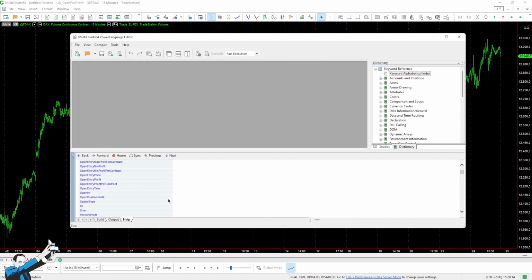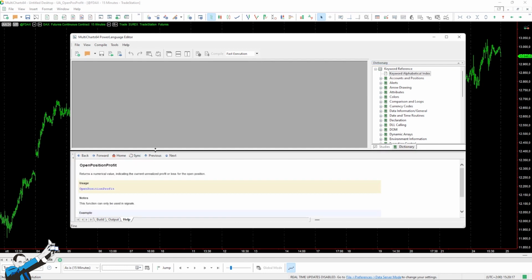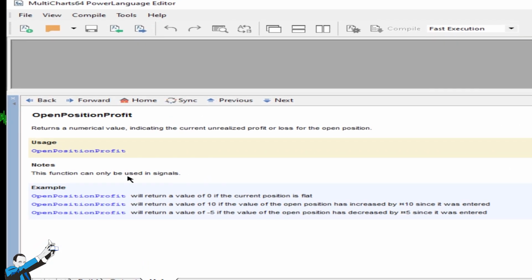As indicated in the PowerLanguage Editor Dictionary, you can refer to this keyword to see exactly what the behavior of this function is. Now we can see that the output is a numeric value, and basically this numeric value will indicate the unrealized profit or loss of our open position, and it's called Open Position Profit, and it's meant to be retrieved this way by simply calling it within a signal. And as a side note, this function can only be used in signals, while it can't be used, for example, in indicators or functions, so it's just available for signals.